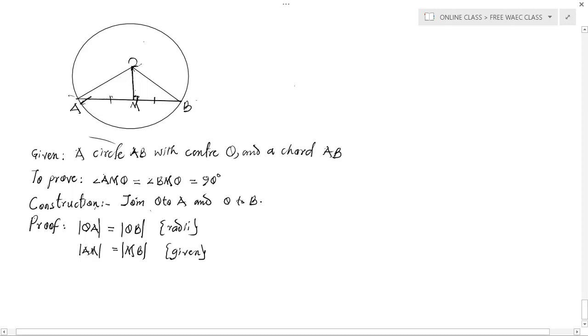So now, the next thing we can see here is that for this OA to be equal to OB, we have AM equals MB. Then we know that we have two triangles now. This one is facing the left, and that one is facing the right, with angle B.